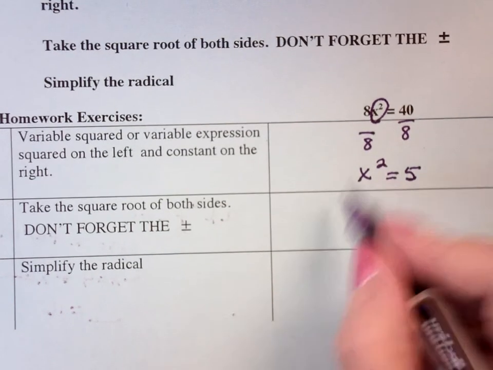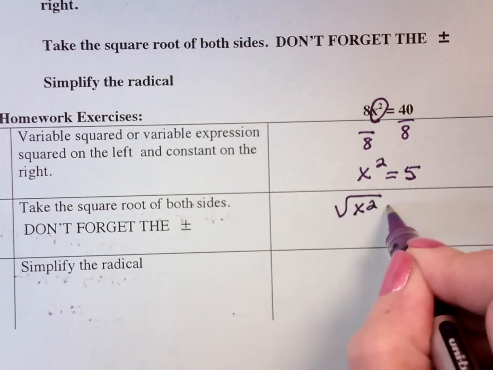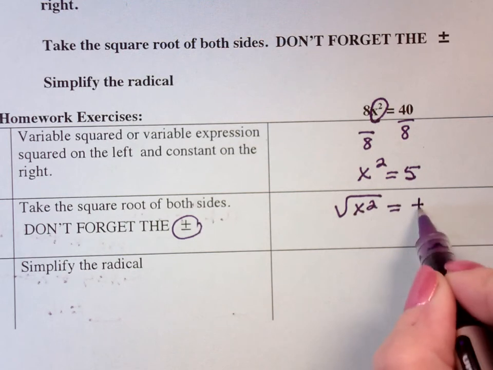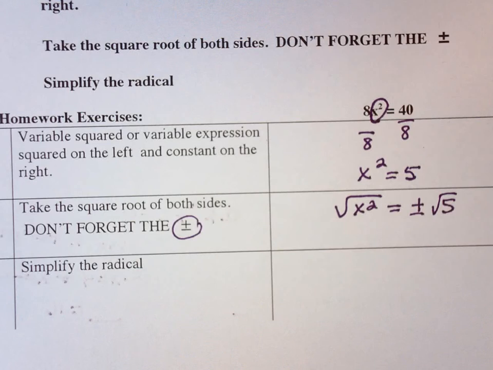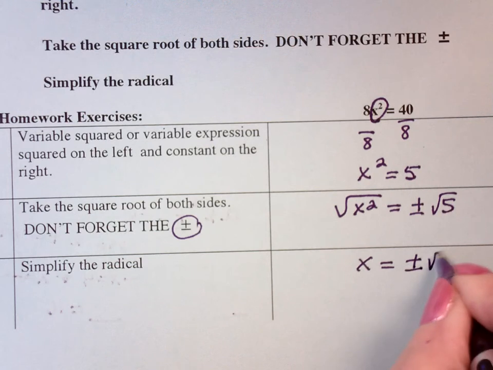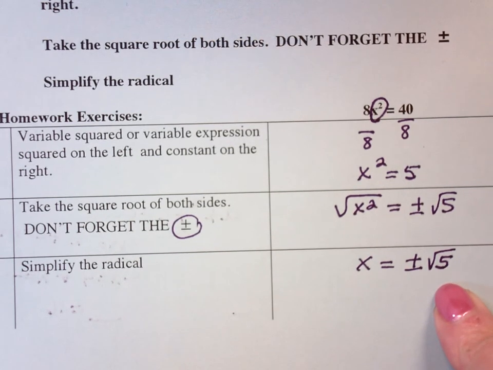Now I'll take the square root of both sides, so that the square root of x squared equals, don't forget the plus or minus, the square root of 5. If I take the square root of one side, I must take the square root of the other side. I get that x equals plus or minus the square root of 5. Square root of 5 can't be simplified. If it were something like the square root of 20, I could break it down because 20 has a 4.